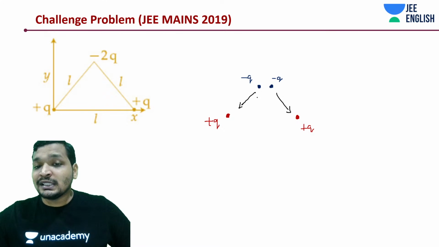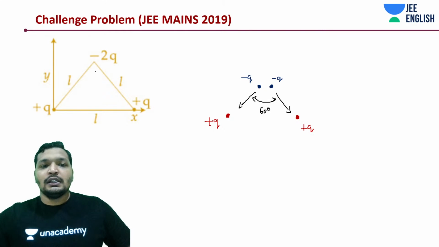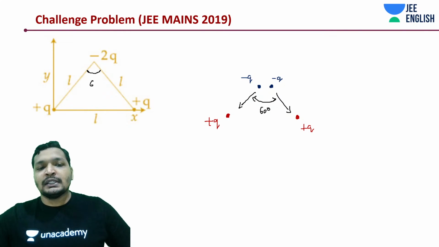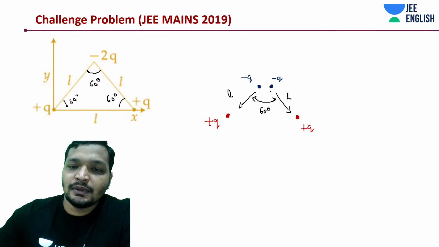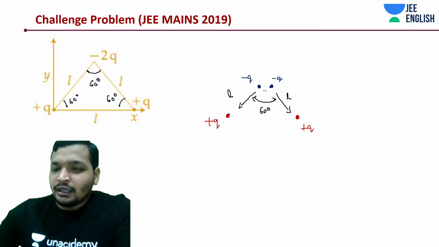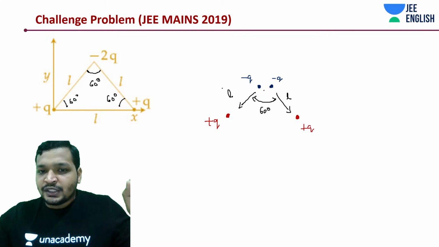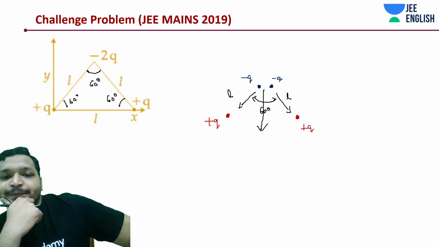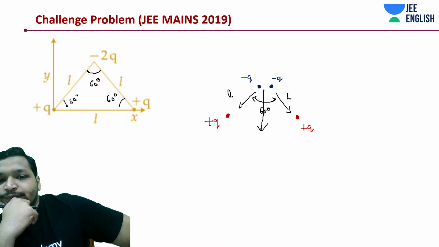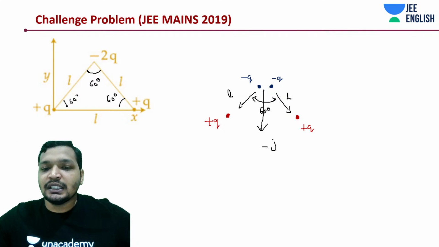Let's do a thing. You know, this is 60 degrees. It's an equilateral triangle. Isn't it an equilateral triangle, L, L, L? This is going to be 60 degrees. This also 60 degrees. This also. Doesn't matter. What matters is this is 60 degrees and they are at equilateral position. This is L distance. This is L distance. Now, are you getting an intuition how to do this problem? Just simply say that this should have been the direction of dipole moment. It should be in the minus j direction.